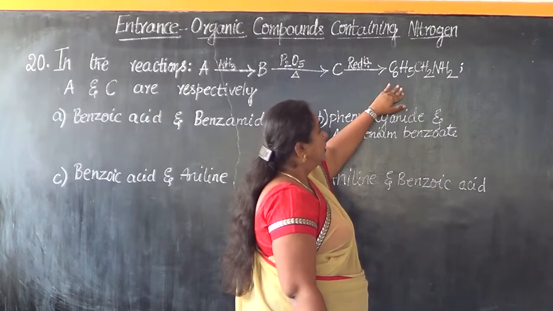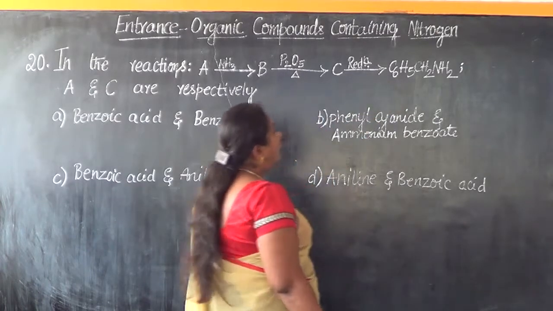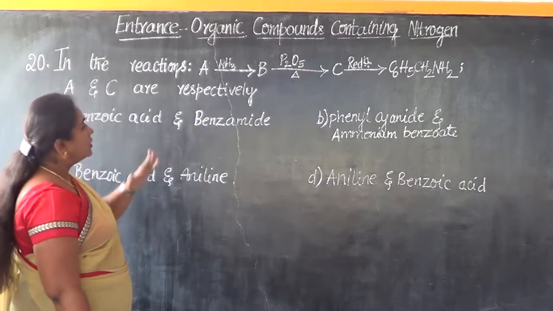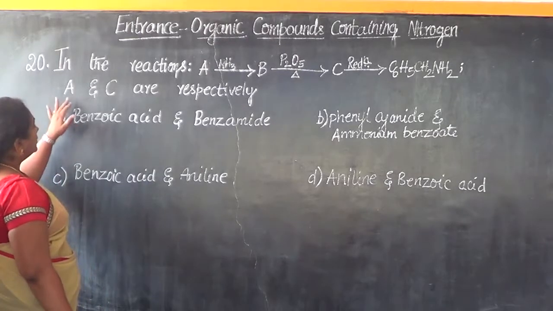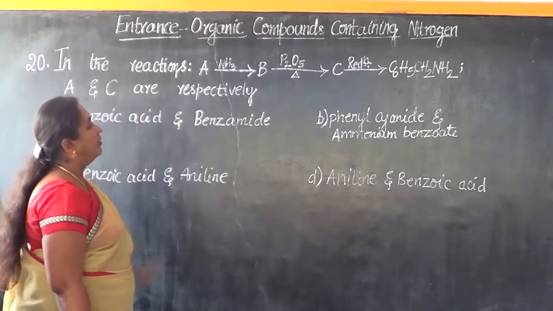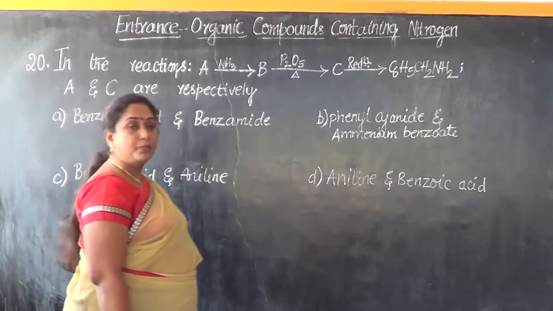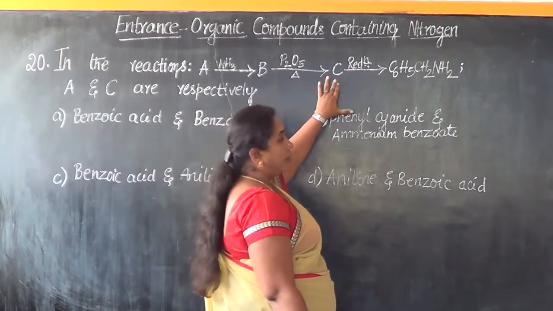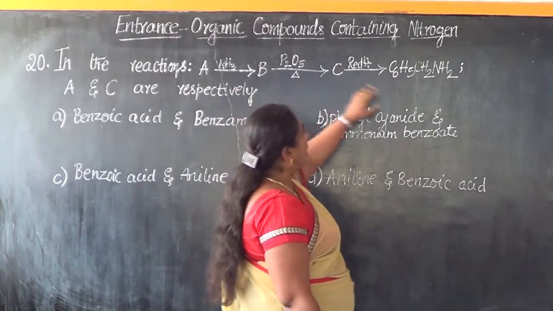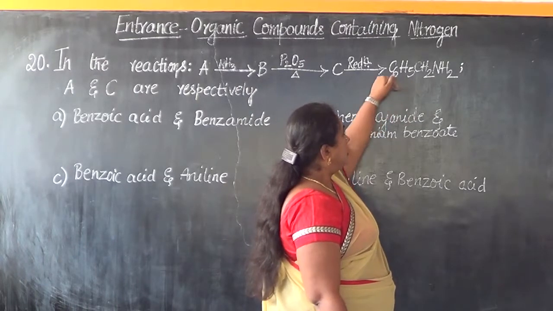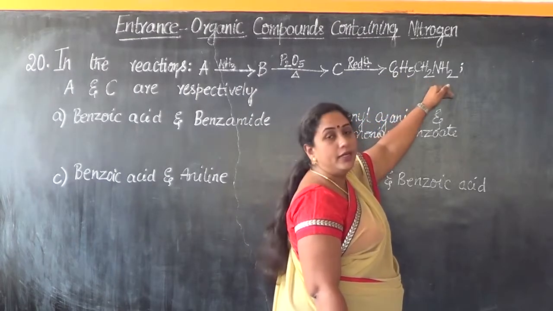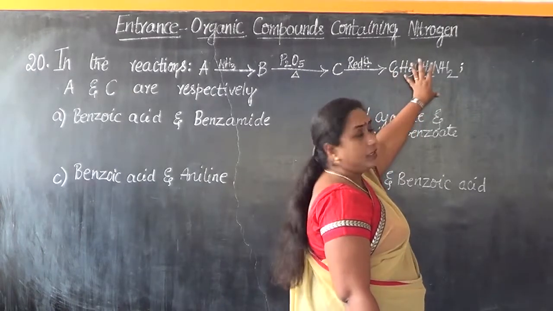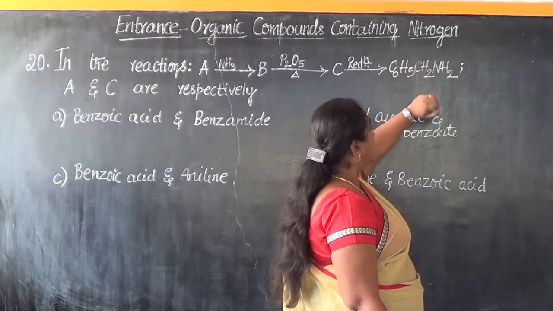C6H5CH2NH2. So let us see how the reaction can be done and what's the full question. Let us look into that. So the question is that in the reaction, A and C are respectively. So we are supposed to find out what is A and what is C. So we find that the final product is C6H5CH2NH2. So that is phenylmethanamine. That will be the product that we will be getting.